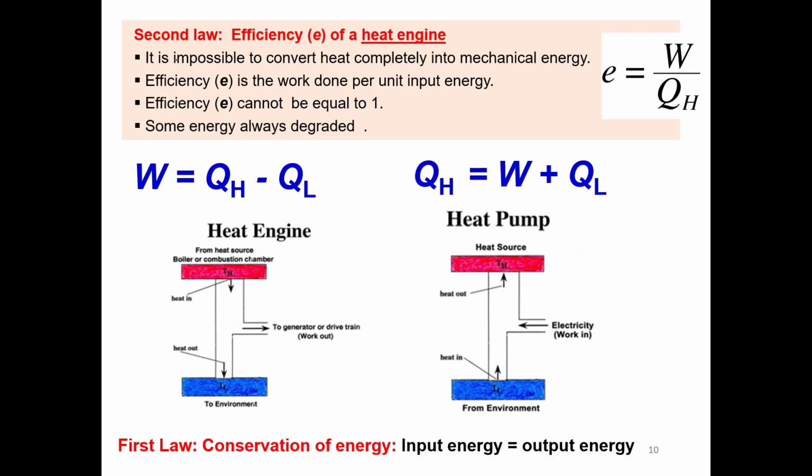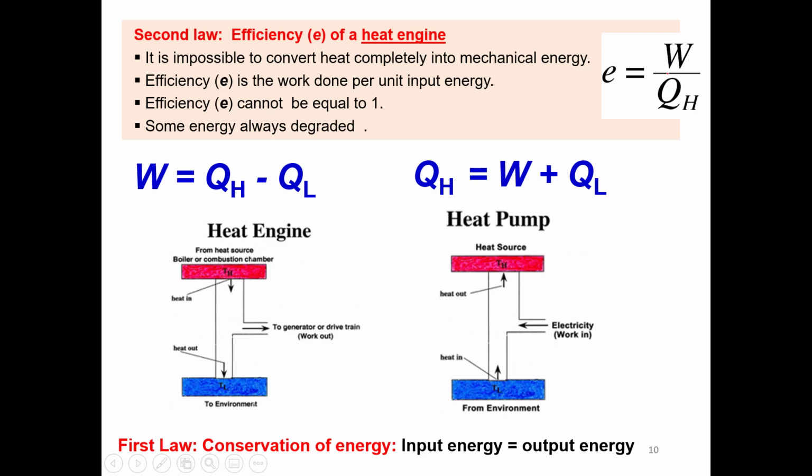Then it's impossible to have 100% efficiency in any engine or in any machine. Then we can calculate the efficiency of any machine if we divide the work done by this machine by how much energy we provide to this machine.